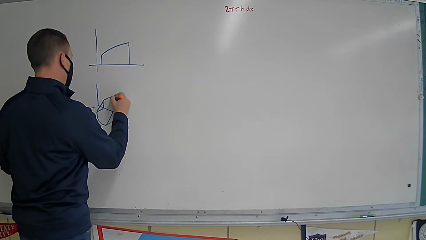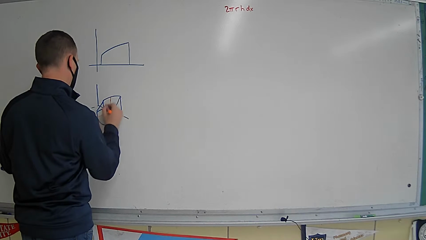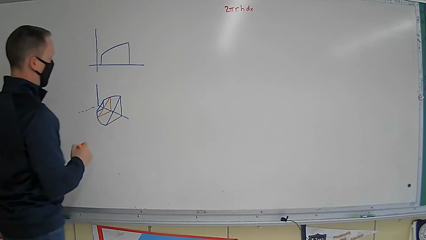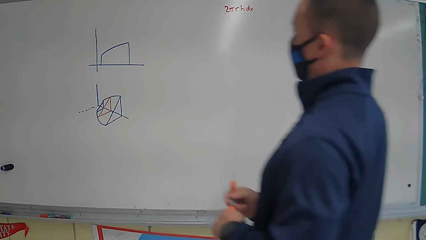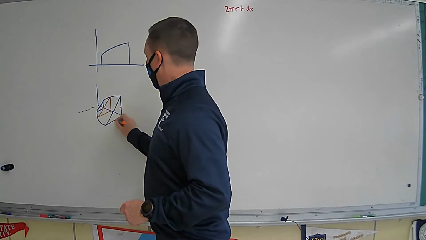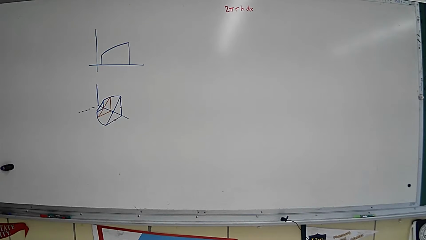But if I slice this solid with a knife, imagine this as a loaf of bread, the slices of bread are going to be these isosceles right triangles. Meaning that this distance right here and that distance right there are the same. You follow what I'm saying there?